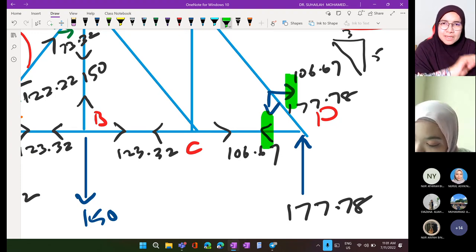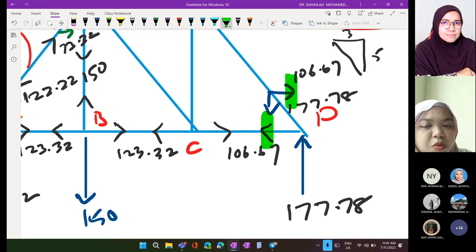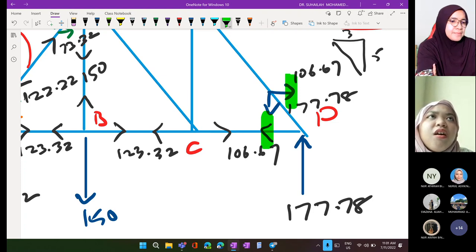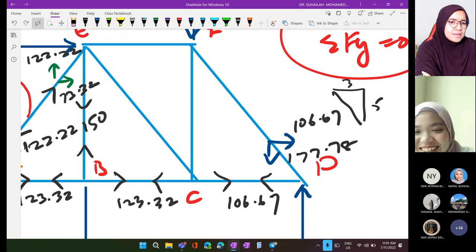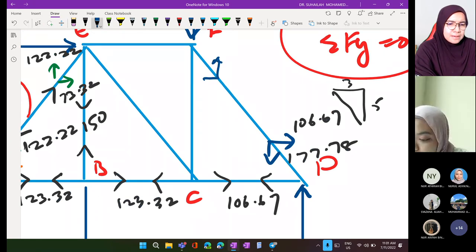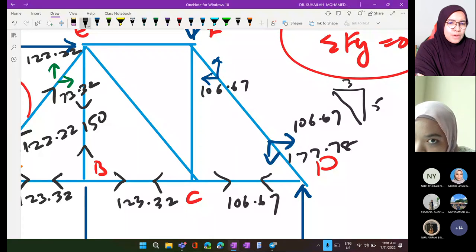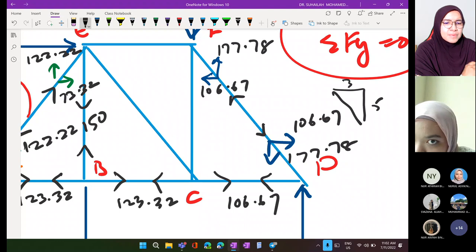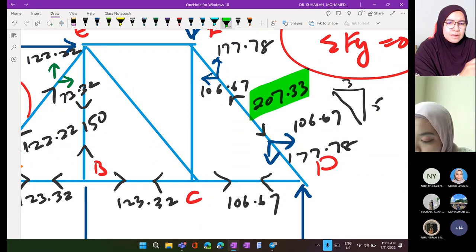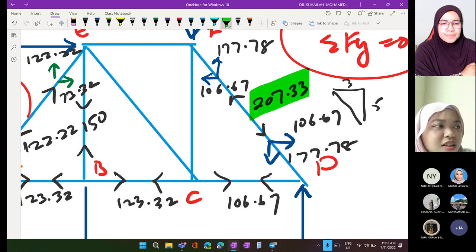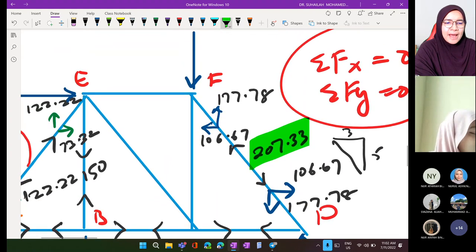So kena balance dengan left direction. Kat mana dia punya left direction tu? Dekat CD. Okay, CD. Macam tu. Okay, now CD done already. DF kita just need to complete. So yang ni kena opposite. So X is 106.67, Y is 177.78. So we find the hypotenuse. Okay, hypotenuse just like previous. Okay, use 207.33. Okay, 207.33. Okay, now we move to F.